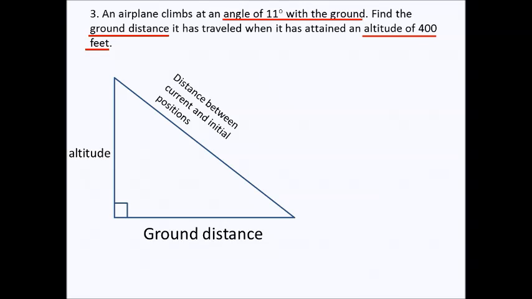The angle between the ground and the flight of the plane, or the point of takeoff, is 11 degrees. So we label that. The next value that we're given is the altitude of the plane, and we're told that it's 400 feet. So we label that. Finally, we're asked to find the ground distance. So we're going to use a variable to represent that unknown ground distance.